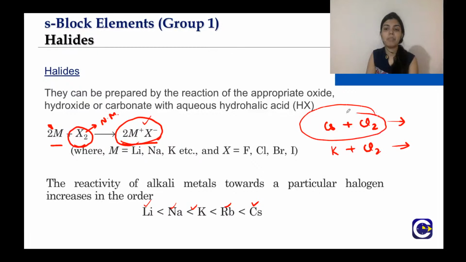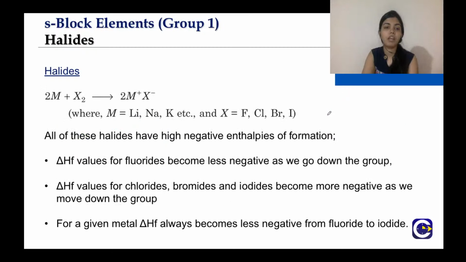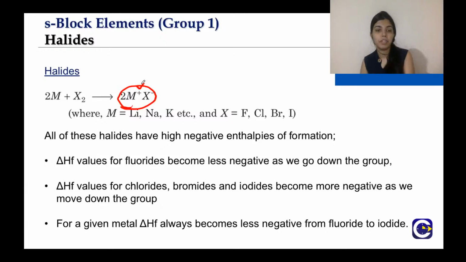So this reaction will be faster as its reactivity is more than that of potassium. So down the group, reactivity increases for a particular halogen. Now, the ionic lattices that we are getting particularly, they have high negative enthalpies of formation.